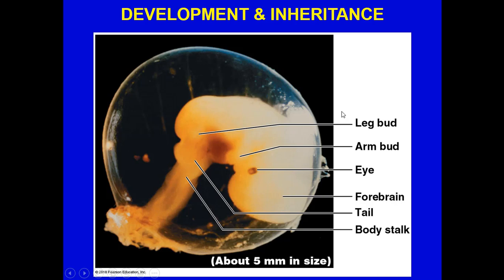Of course, as you can see here by development, we have the beginning of buds, arm buds here, leg buds here. Now you notice this darkened area here? This is the formation of the actual eye. This, of course, is the front of the head. The forebrain is going to be up here. And of course, you also have the tail down here and what we call the body stalk here.